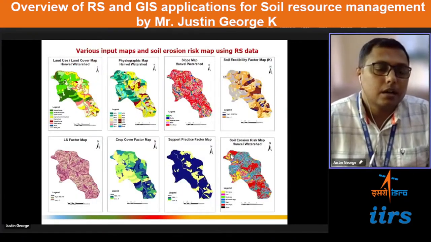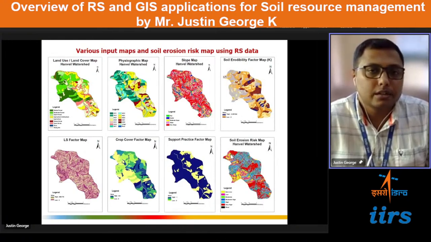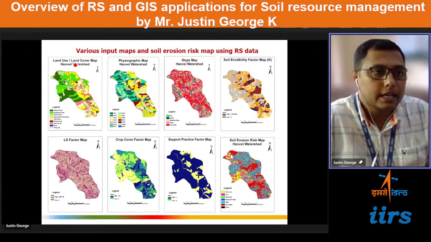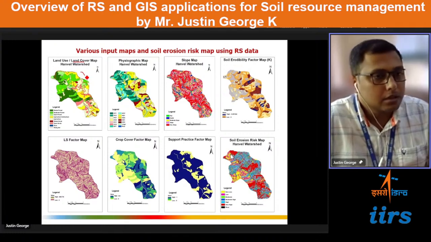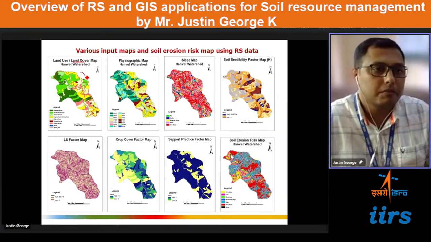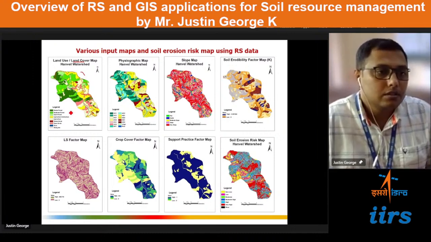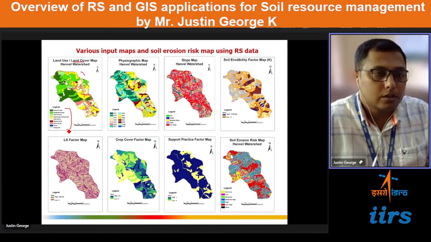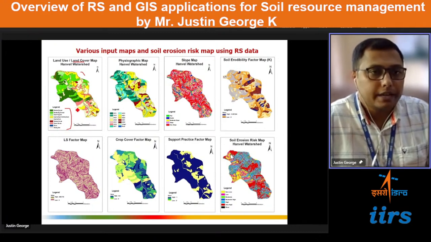And coming to the various input maps as well as a soil erosion risk map we can generate using the remote sensing data. We discussed that the land use land cover map can be generated for the particular area. It can be either generated using the on-screen visual interpretation or on-screen digitization, as well as the various supervised and unsupervised classification. So this image we have generated is for a hilly watershed in Uttarakhand. We have generated using on-screen digitization only, where the dense forest, moderate forest, open forest, agriculture, horticulture, different categories of scrub, water body, all these things have been identified.